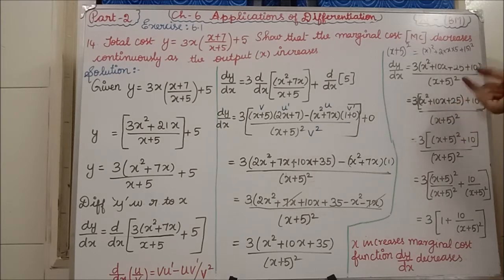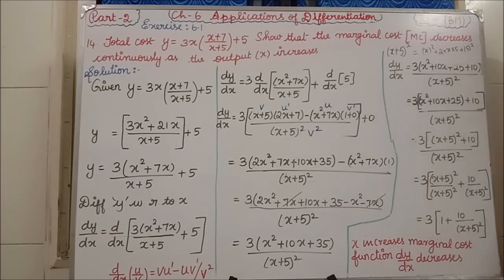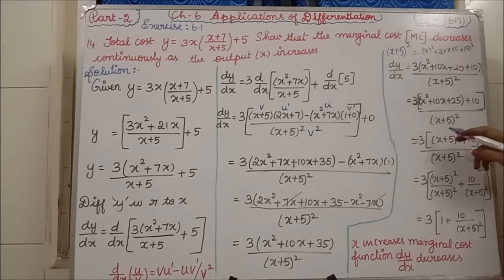So instead of this, I am going to write x plus 5 the whole square. Clear? This is equal to x plus 5 the whole square plus 10 divided by x plus 5 the whole square. Why are we doing it like this? In the numerator you are not supposed to have the x value, which is the output value. If you have it in the numerator, the value will not decrease, the marginal cost will not decrease. We have to show the marginal cost decreases.